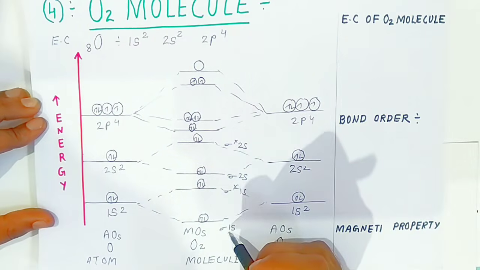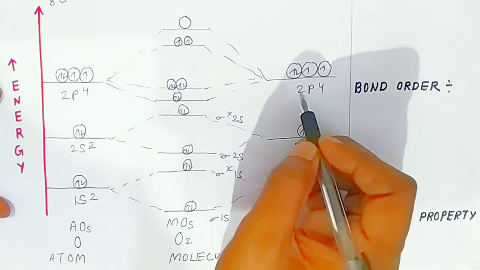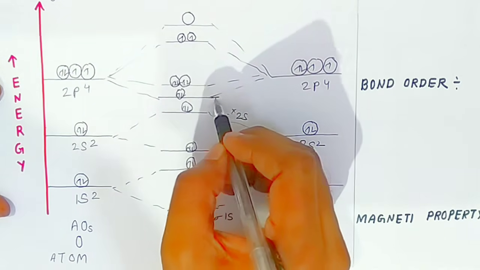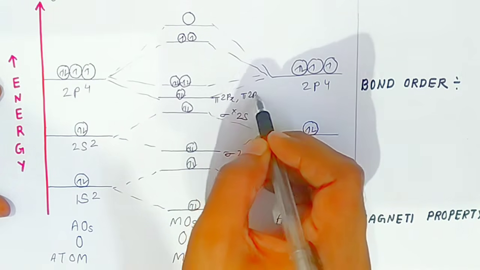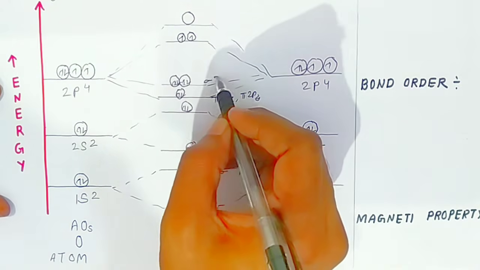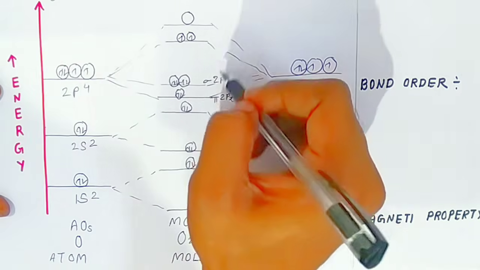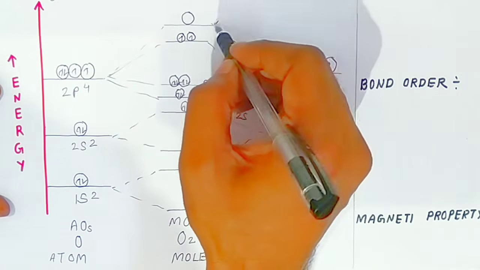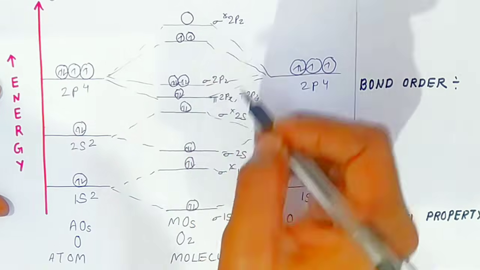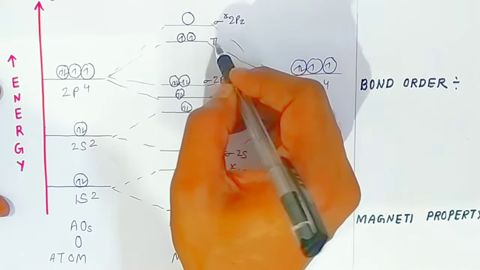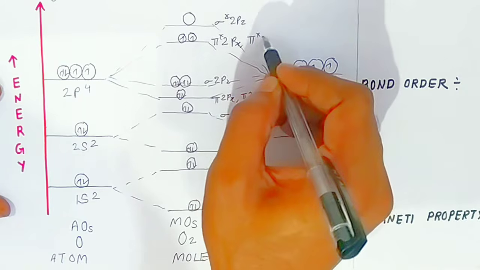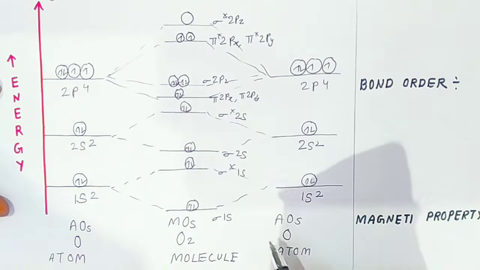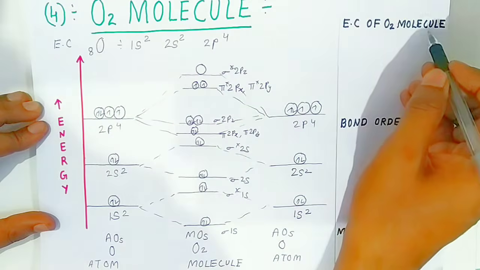First, here also you can put 2p. So here you have pi 2px and pi 2py. Here you have sigma 2pz, and its corresponding anti-orbital will be sigma star 2pz. Its corresponding anti-bonding orbitals are pi star 2px and pi star 2py. Now we are going to write the electronic configuration of the oxygen molecule.